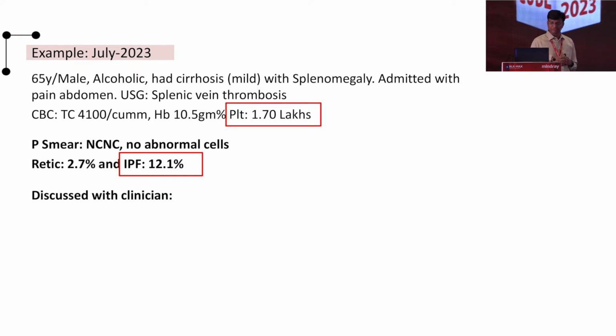And this is again an interesting case. A 65-year-old male, an alcoholic, with mild-grade cirrhosis and splenomegaly. He was admitted with abdominal pain. Ultrasound showed a splenic vein thrombosis. The count showed 4,100 cells, Hb 10.5, and platelets 1.7 lakhs. As you know, whenever we receive a peripheral smear we do all these things, and IPF was 12.1.